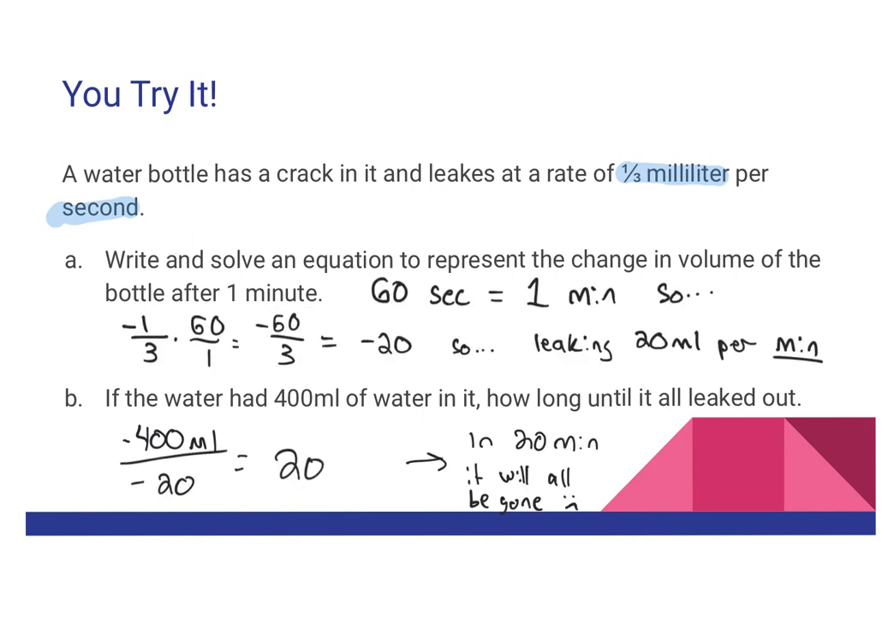All right, and here are my answers. So we've got that it is leaking 20 milliliters per minute, so it's a negative 20. And that in 20 minutes, it'll all be gone.